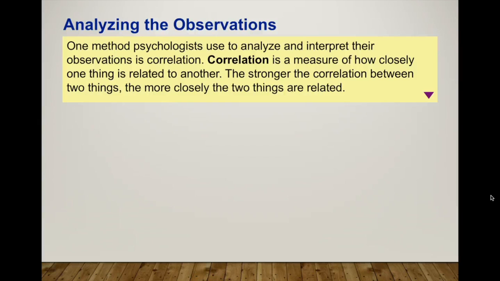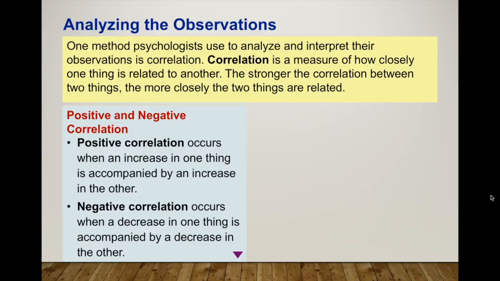One method psychologists use to analyze and interpret their observations is correlation. Correlation is a measure of how closely one thing is related to another. The stronger the correlation between the two things, the more closely the two things are related. Positive correlation occurs when an increase in one thing is accompanied by an increase in the other. Negative correlation occurs when a decrease in one thing is accompanied by a decrease in the other.